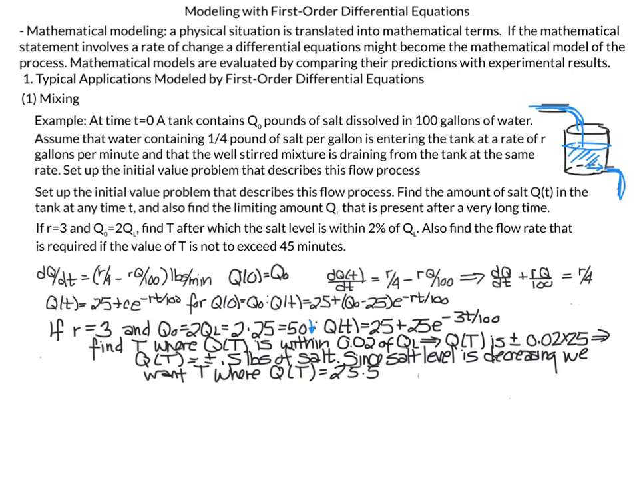So we want to find time t where Q(t) is within 0.02 of QL. So 0.02 of QL, well, since QL is 25, 0.02 is plus or minus half a pound of salt. And since the salt level is decreasing, we want t where Q(t) is at 25.5. It's not going to get down to 24.5, because QL is the long-term steady state. So we want the time when, as it decreases, it gets down to 25.5.